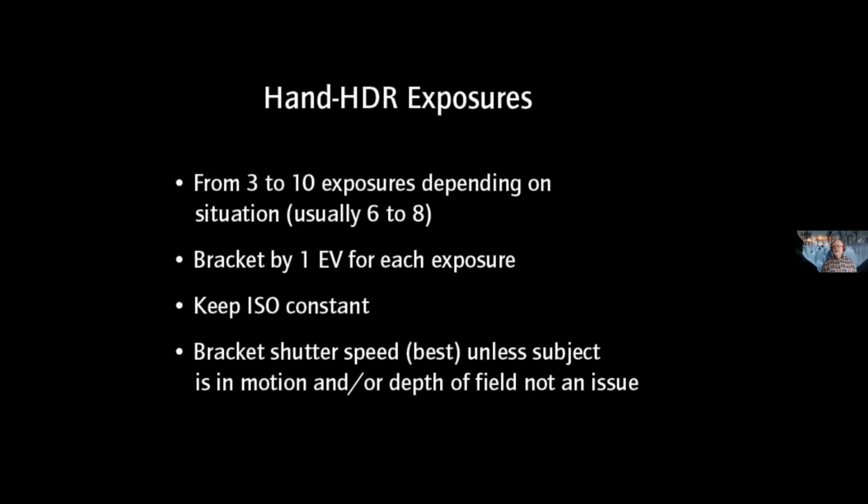And HDR exposures from 3 to 10, depending on the situation, bracket 1 EV. Typically, you keep the ISO constant, and it's usually best to bracket shutter speed unless the subject is in motion. The reason for that is if you bracket aperture, you change the depth of field, so the images actually change and they cannot be blended easily.